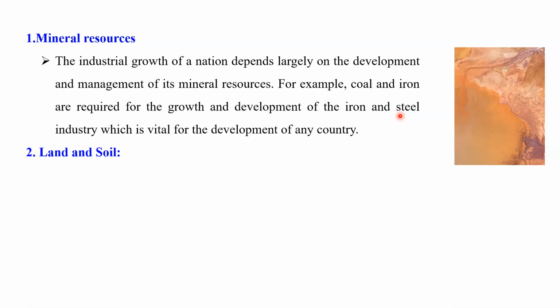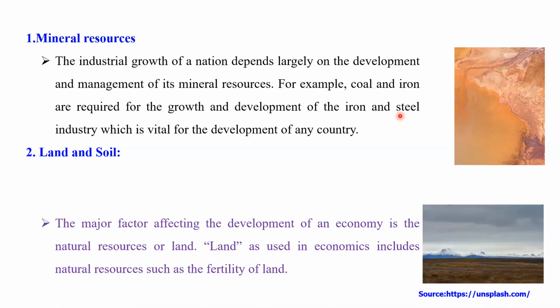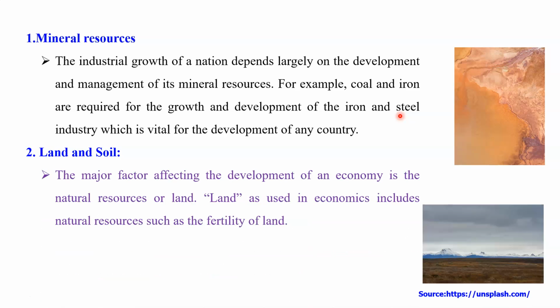Let us see the second example, that is land, and you can say the soil. So what is land? Land is the solid part of the earth's surface, the surface of the earth that is not covered by water, and it is known as land. Land is the primary factor of production. Land is very important, because the major factor affecting the development of the economy of any country is land resources. Land used in the economy includes natural resources such as the fertility of the land.